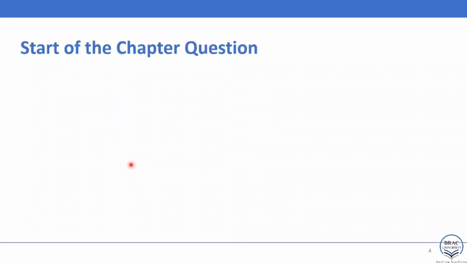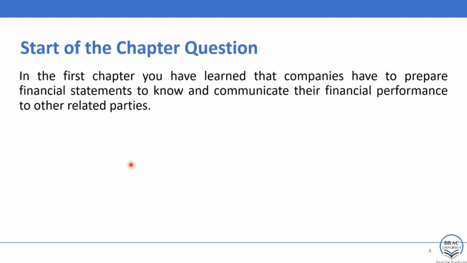So let's start. But before going to the assumptions, let me ask you a question. As you can recall, in the first chapter, you have learned that companies have to prepare financial statements to know and communicate their financial performance to other related parties, right? So at the time when you learned about these things, did you have any question like, okay, I know that companies have to prepare financial statements, but how many times a year do they prepare the financial statements? This question should come to your mind, right?